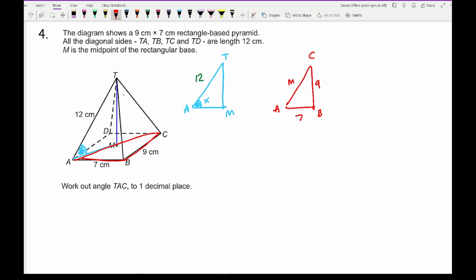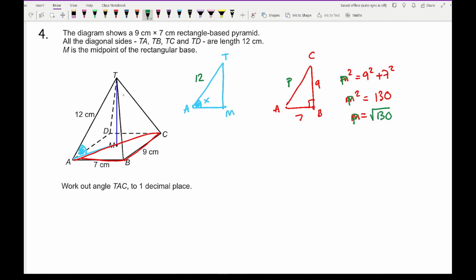So from this, using Pythagoras, we've got M squared equals 9 squared plus 7 squared. So M squared equals 81 plus 49, which is 130. I probably should not have used M, because M's already been used, so let's just call it P. So if P squared equals 130, then P is going to equal root 130.